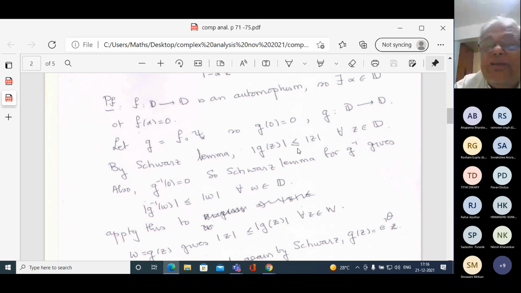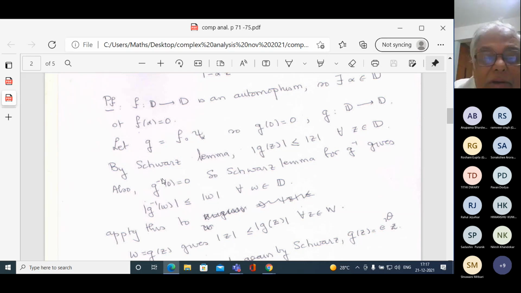Okay, and therefore |g(z)| is less than |z| for all z in D. Now g inverse is also there. This is one place where this idea is also important: g(0) is 0, therefore g inverse, which also exists and is holomorphic, has g inverse of 0 equal to 0. So you can apply Schwarz lemma to g inverse, which gives you that |g inverse(w)| is less than or equal to |w| for all w in D.